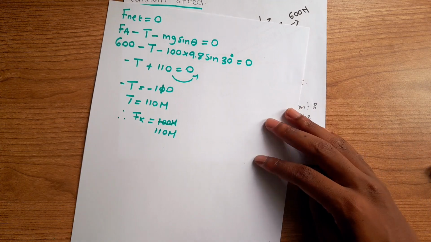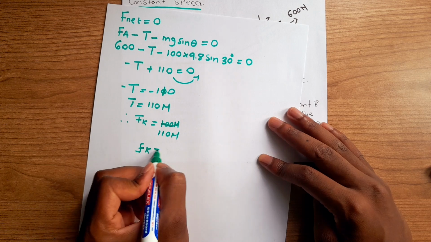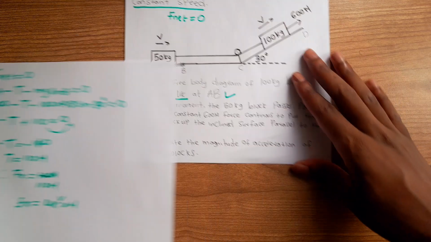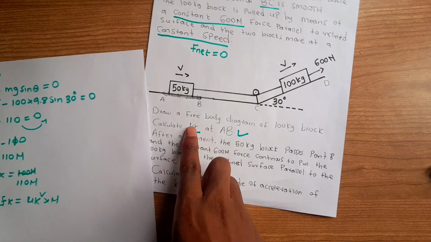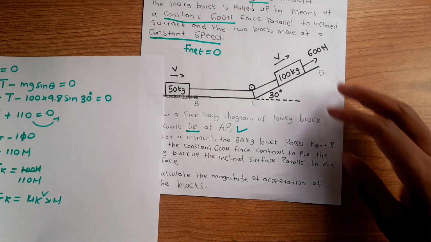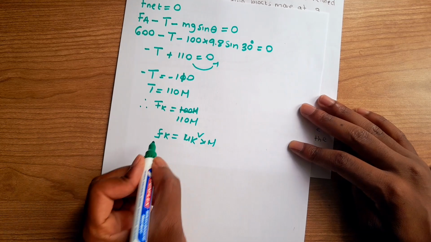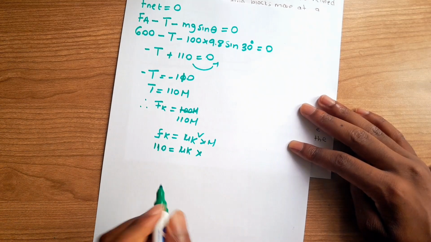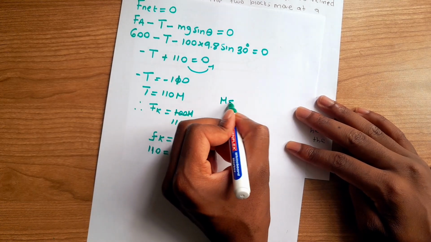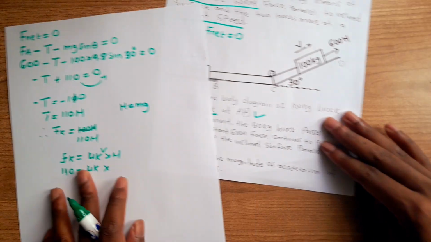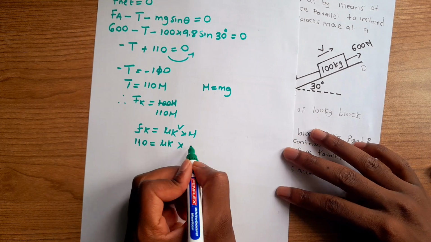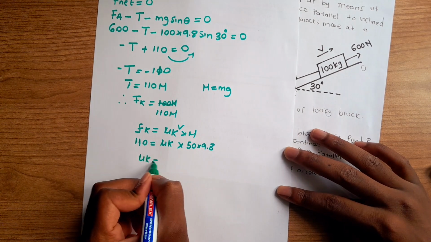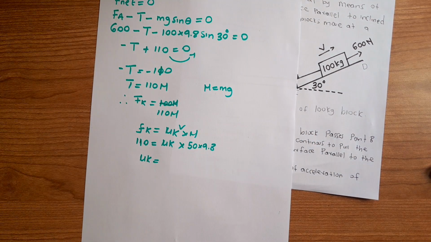Right? And now I know that I'm going to use this formula. I'm trying to find this. Remember the question said, calculate the coefficient of the kinetic friction, right? So I now know that Fk equals 110 equals mu k times the normal force. What is the value of the normal force? Well, the normal force is given by mg, and we know that the m here is 50. So I'm just going to say 50, and the g is going to be 9.8. So if I divide both sides by this, what am I going to get?